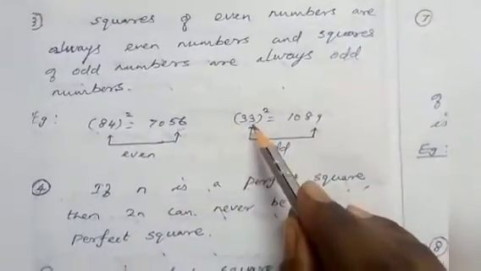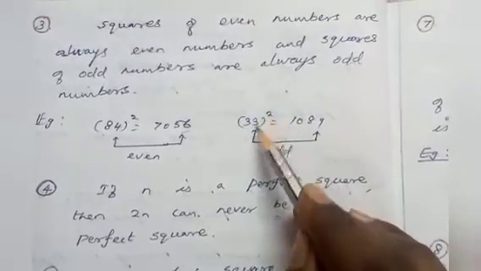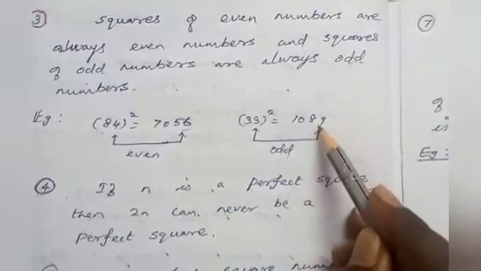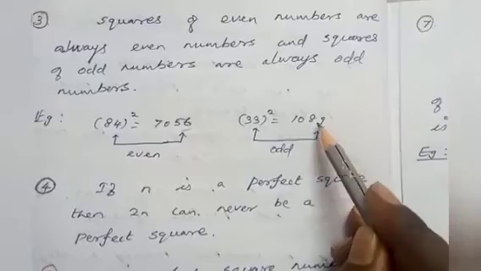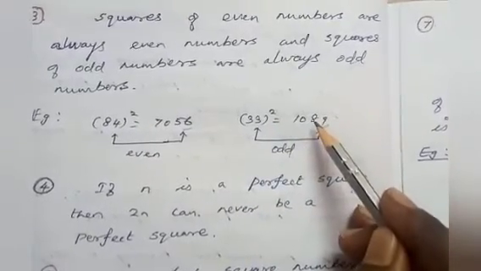So the next one is 33. 33 is an odd number. So the square of an odd number: 33 squared is 33 into 33, which is 1089. So this is also an odd number. So the squares of odd numbers are always odd numbers.